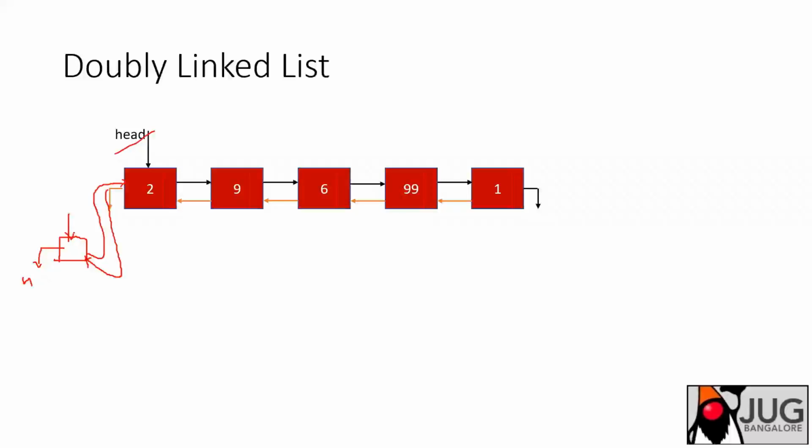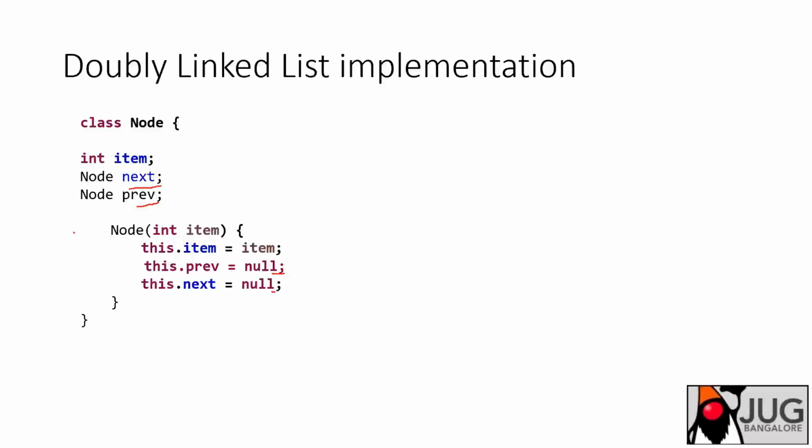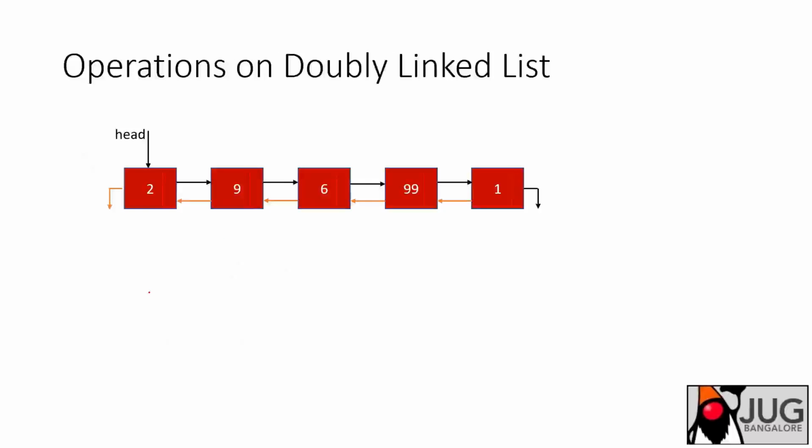But code wise, it is a bit complicated because you need to take care of two references, the next reference and the previous reference also. Yeah, this is how it looks like. Your node struct or class looks like this, where you have previous as well as next references, which are assigned to null in the beginning. What operations can you perform? As I mentioned, you can perform all the operations we just discussed in singly linked list. All of those can be performed.